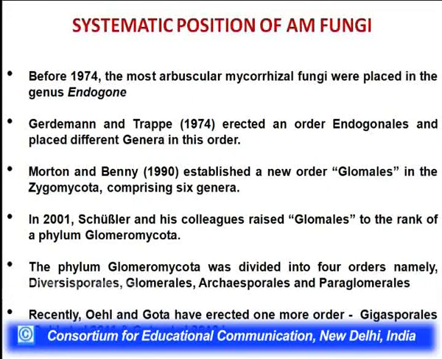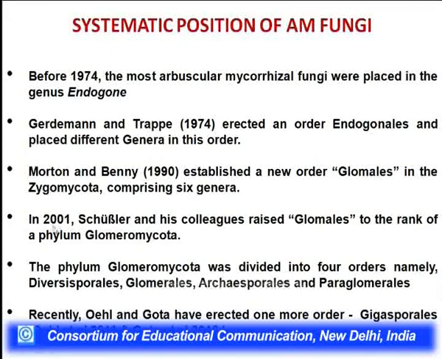Now let me discuss the systematic position of mycorrhizal fungi or arbuscular mycorrhizal fungi. The systematic position of mycorrhizal fungi is very well placed. However, before 1974, most arbuscular mycorrhizal fungi were placed in the genus Endogone. In 1974, two workers, Gerdemann and Trappe, erected an order Endogonales and placed different genera in this order. In 1990, Morton and Benny established a new order, Glomales, in the Zygomycota, which comprises six genera.